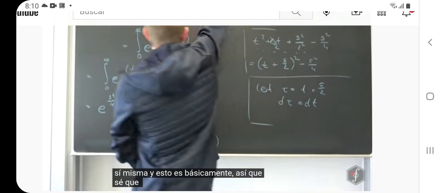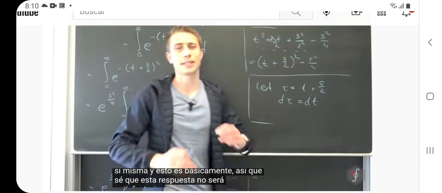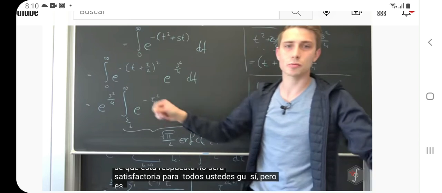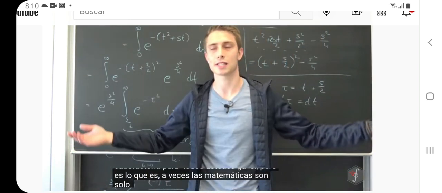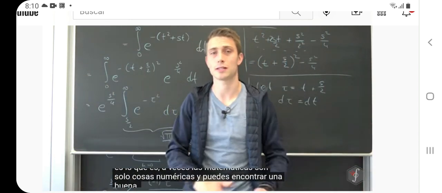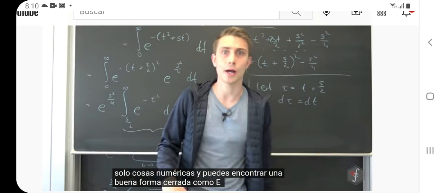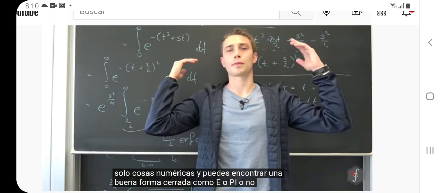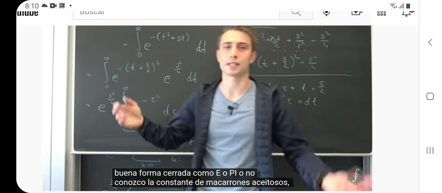So I know this answer is not going to be satisfactory for all of you guys, but it is what it is. Sometimes mathematics is just numeric stuff and you can't find a nice closed form like e or pi or, I don't know, the Euler-Mascheroni constant.